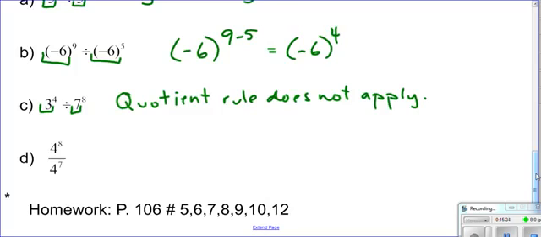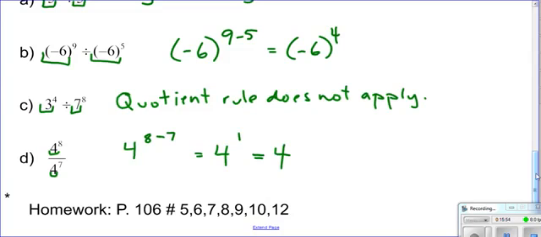Last example, 4 to the power of 8 divided by 4 to the power of 7. We have bases that are the same, so we can subtract the exponents and we get 4 to the power of 1. And 4 to the power of 1 is just 4 one time, so just 4.